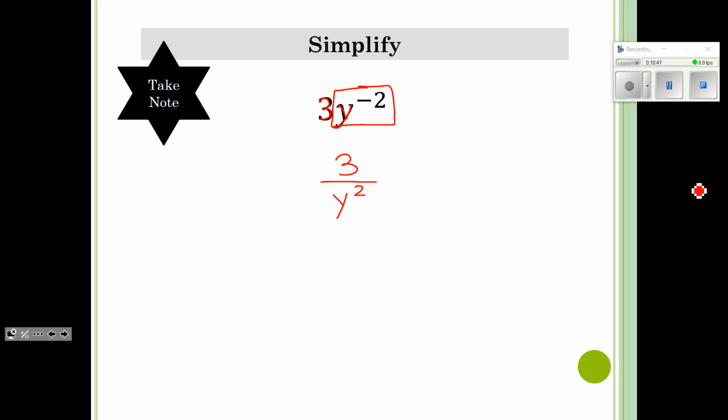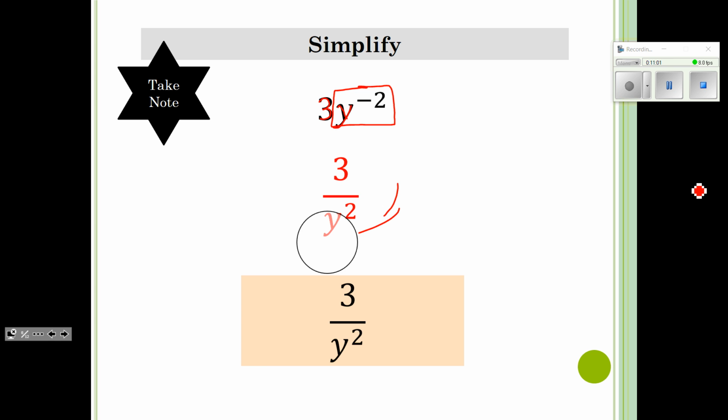Now we ask ourselves, is there anything else there that we can evaluate? Well, we don't know what y equals. Y is an unknown number, so that is as far as we can go. Your final simplified answer would simply be 3 divided by y squared.